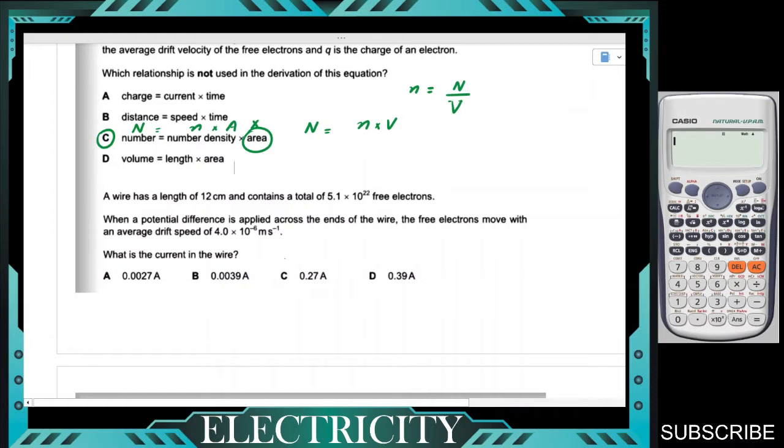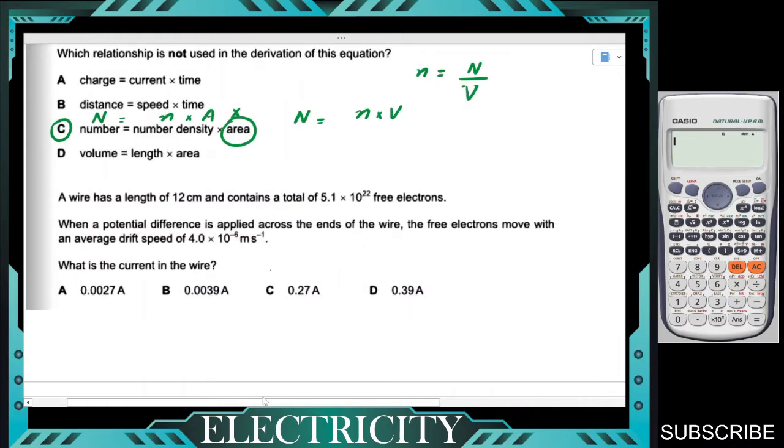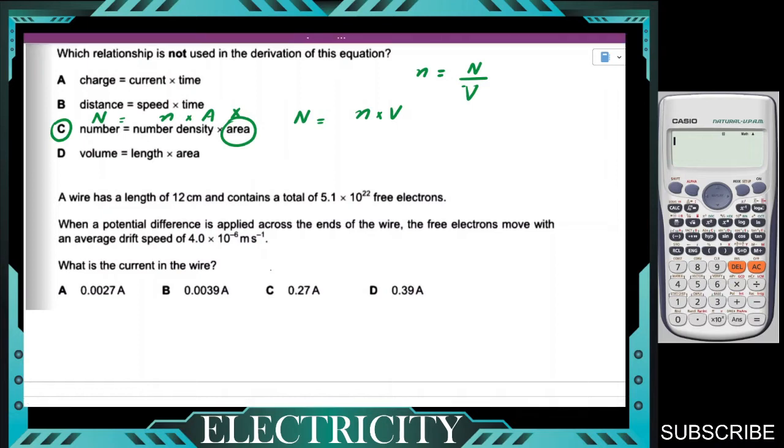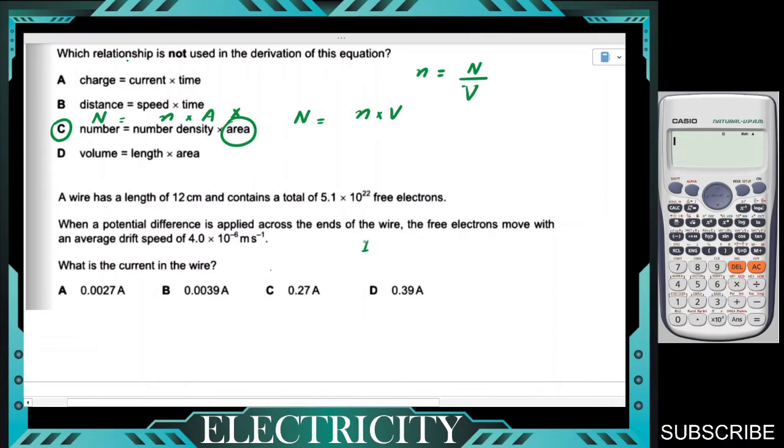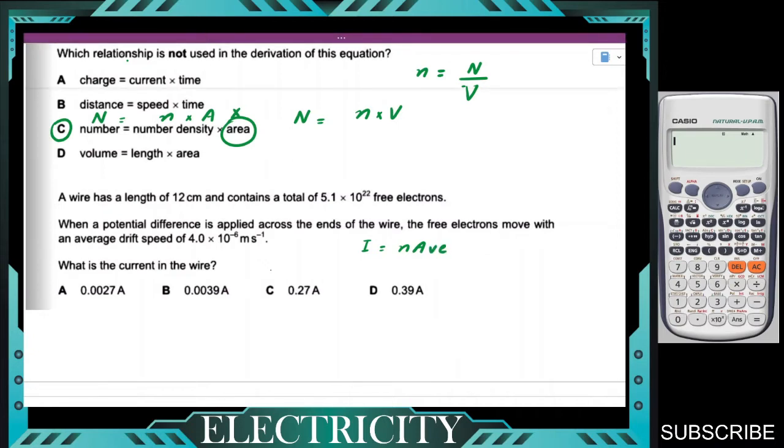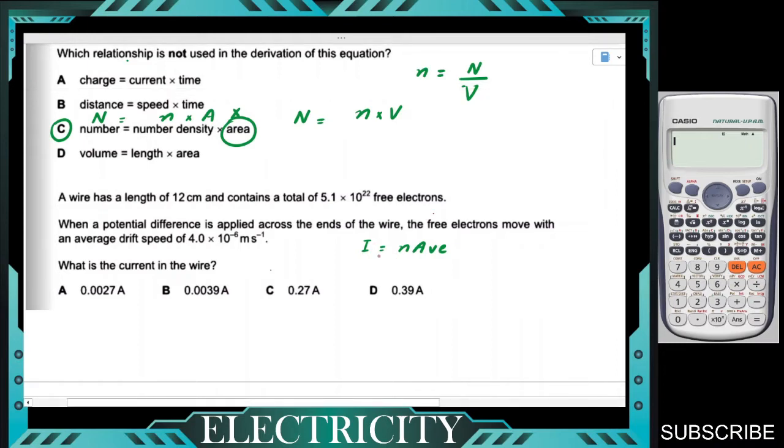Let's take a look at the next question. We need to find the current in the wire. Well, we do have the expression by which we can find the current, which was I equals nAve. This is the expression used to find the value of current when the drift speed is given. So I needs to be found out. The value of the length is 12 centimeters, aka 0.12 meters.